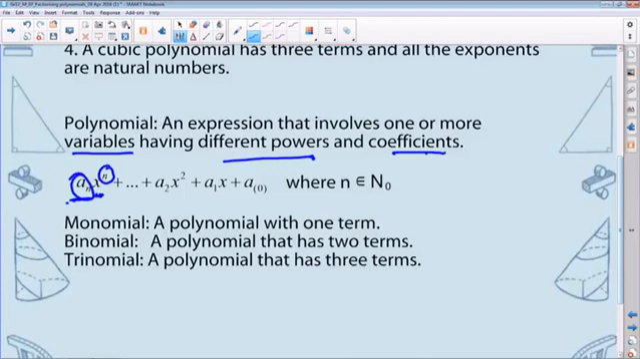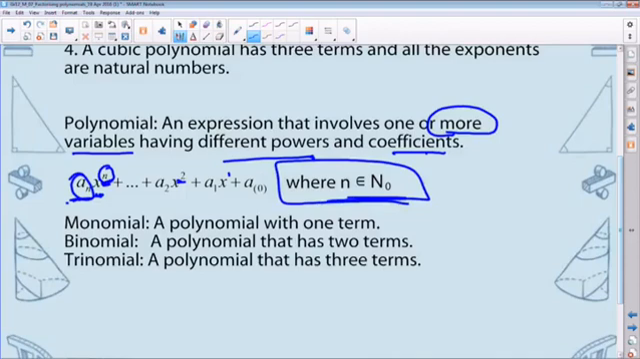And we say one or more variables because obviously instead of just having x, you could have x, y, and so on. Okay, the important thing for you to note here is that the exponents of your variables are whole numbers. That's very important, and that helps you to identify whether you're dealing with a polynomial or not. So your exponents of your variables are always whole numbers.